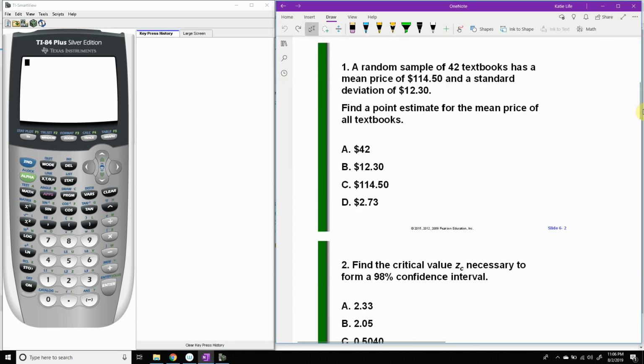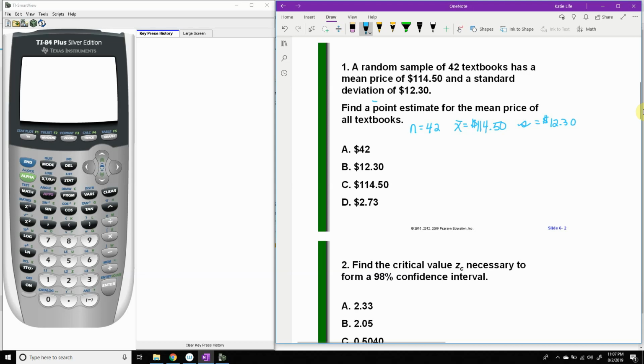Number 1, a random sample of 42 textbooks has a mean price of $114.50 and a standard deviation of $12.30. So random sample N here is 42. Sample mean X bar is $114.50, and our sample standard deviation S is $12.30. Find a point estimate for the mean price of all textbooks.